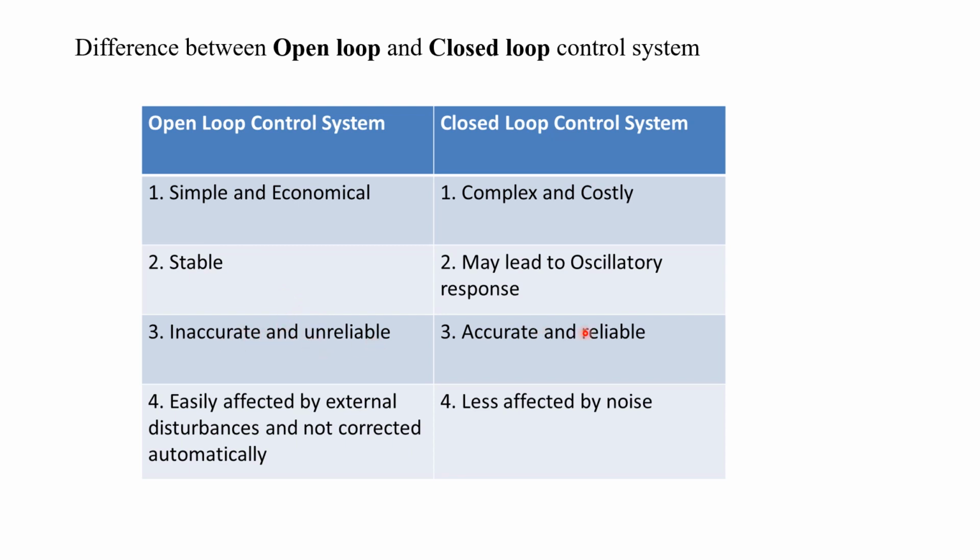But in a closed loop control system, if there is any slight variation in the output variable, the system itself will sense that and automatically correct the output value. Now the open loop control system will be easily affected by external disturbances and it will not automatically correct it. But the closed loop control system is less affected by noise.